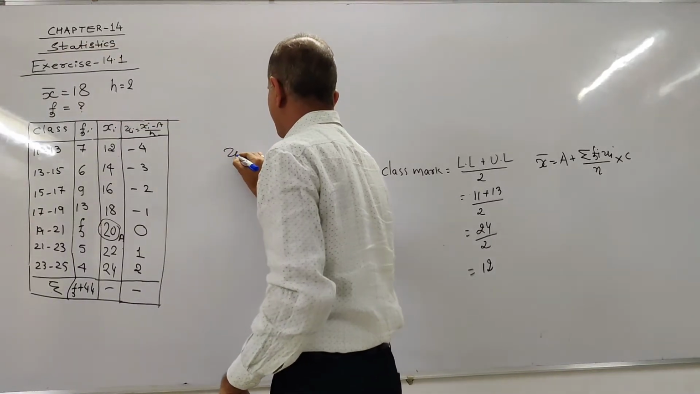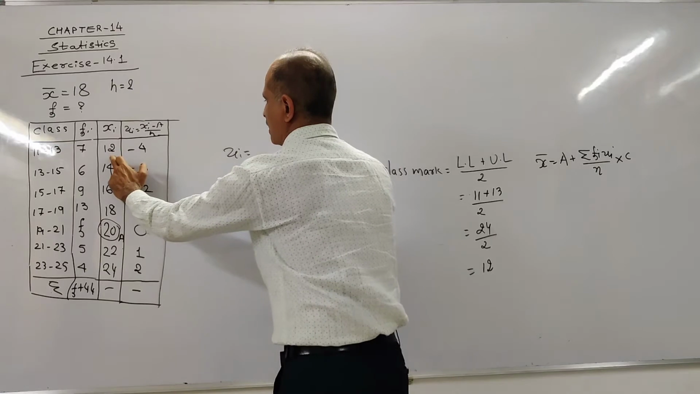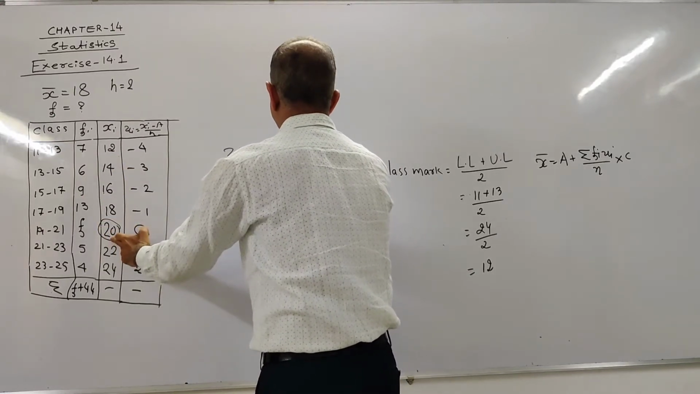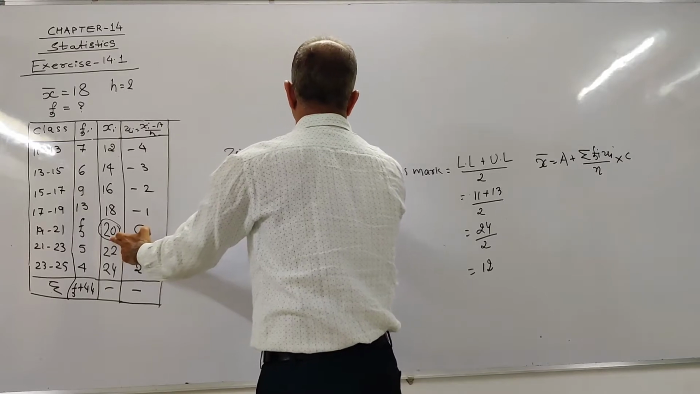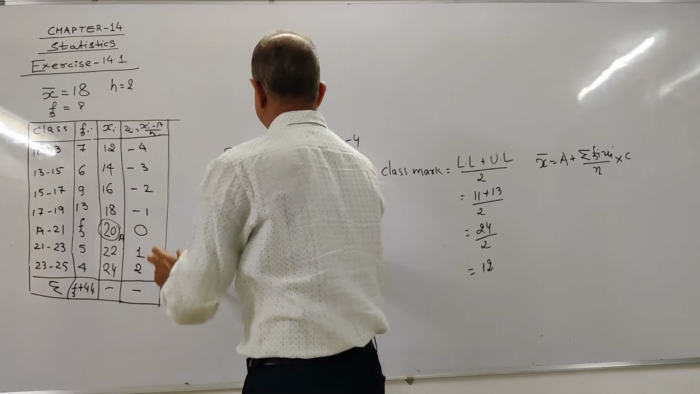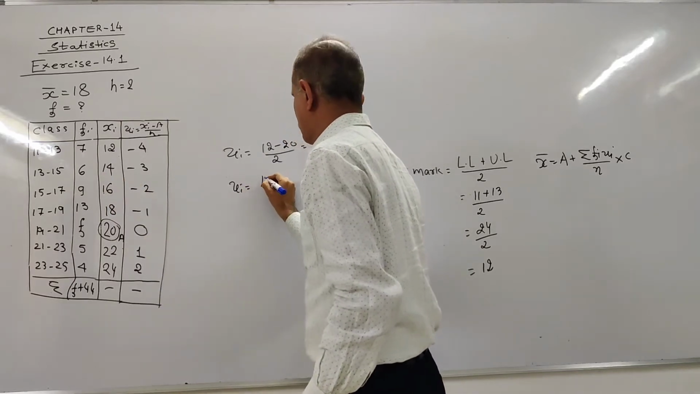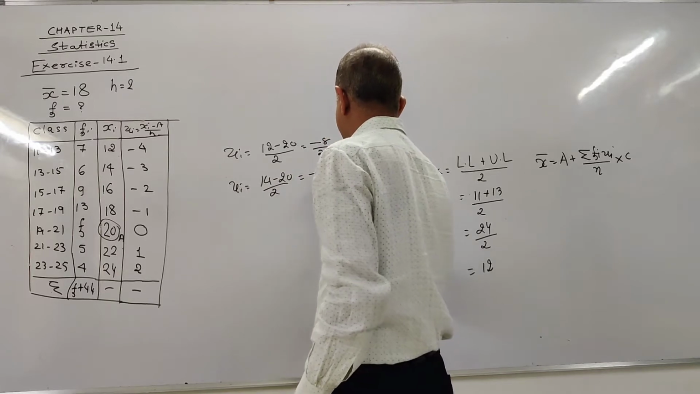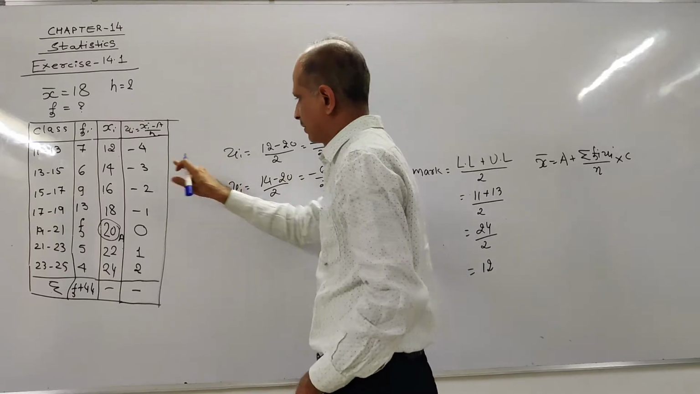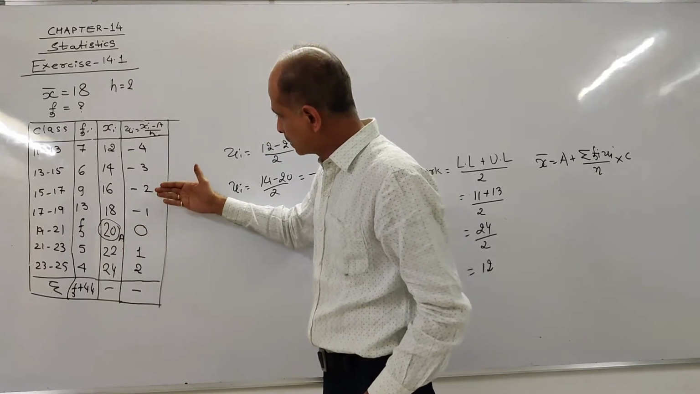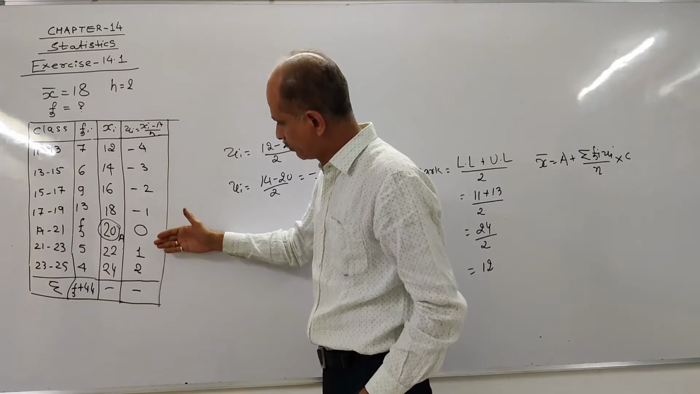Let me find out Ui for the first one. You know Xi means 12, minus A means 20, upon h means 2. Minus 8 by 2 is equal to minus 4. Now let me take the third one. Ui is equal to 14 minus 20 by 2, minus 6 by 2, is equal to minus 3. So against A write down 0. Here minus 1, minus 2, minus 3, minus 4, 1, 2.